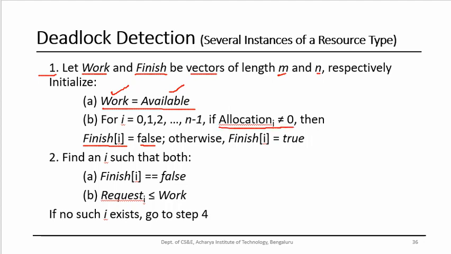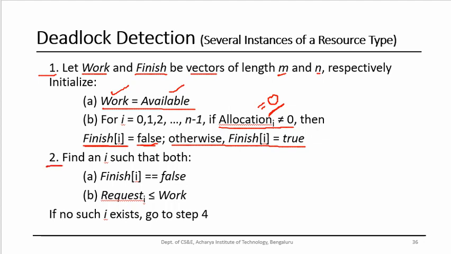What is the meaning? Now you have to think and tell me: if Allocation is equal to 0, it means that the process will not participate in the deadlock because it is not holding any resources. Therefore, if the allocation is not equal to 0, only then we make Finish of such a process equal to false. Otherwise Finish[i] is kept as true because it will not have any impact on the deadlock.